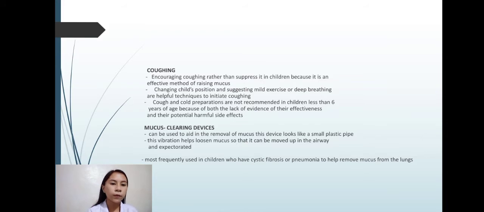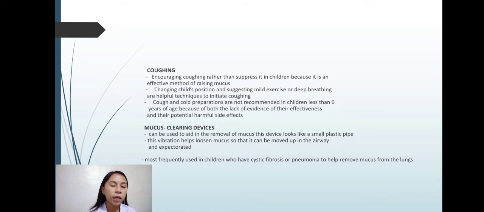And now the coughing. Encourage coughing rather than suppressing it in children, because it is an effective method of raising mucus. So changing the child's position and suggesting mild exercise or deep breathing are helpful techniques for coughing. So cough and cold preparations are not recommended.